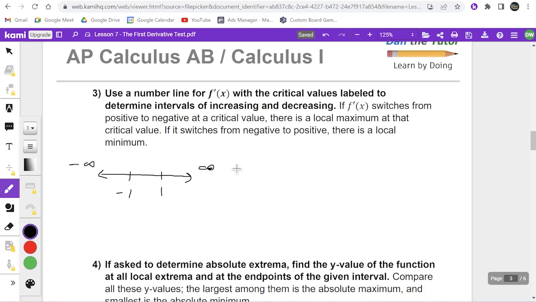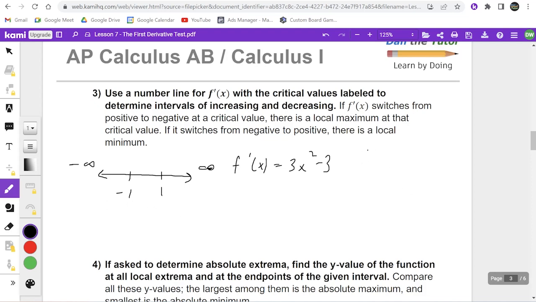Now, I need to plug in values into my first derivative, which remember was 3x squared minus 3. And I want to see if these values are positive or negative. So let me show you what I'm talking about. Let me pick a number between negative 1 and negative infinity, like, for instance, negative 2.